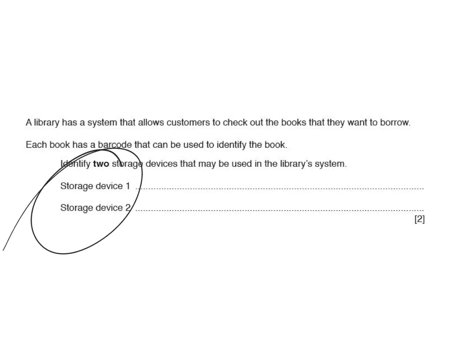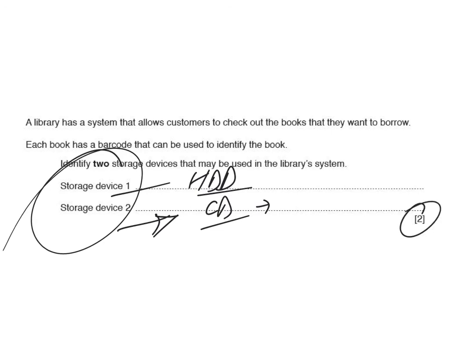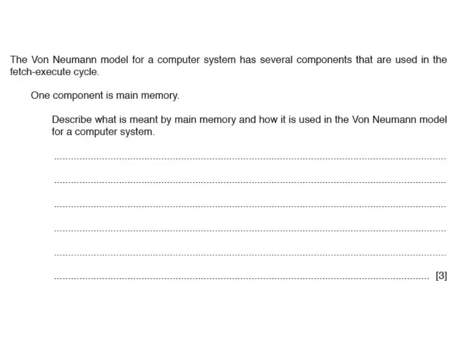Two storage devices that may be used in a library system. Should be straightforward enough, just pick any. So hard disk drive for storing scanned photos of the book's front cover, and I guess here other storage devices that we could say are CDs to store backups of the barcodes, or it could be USB flash drives. I think literally anything goes there for two storage devices.